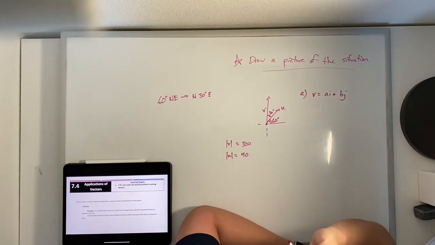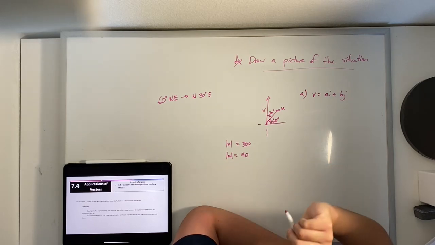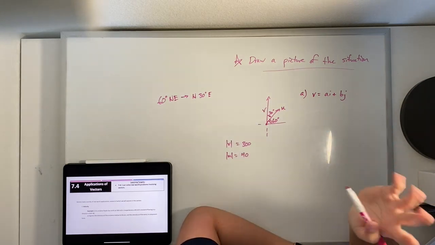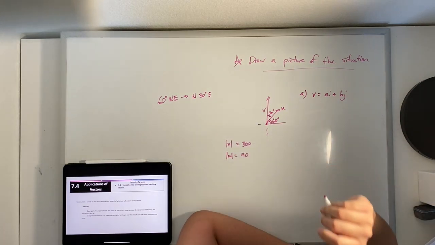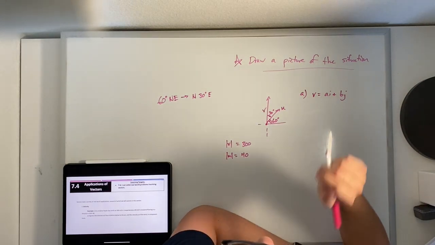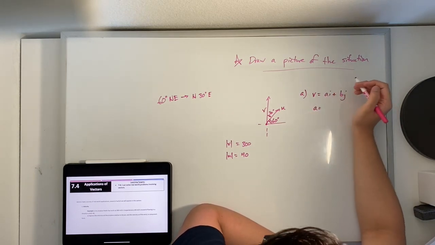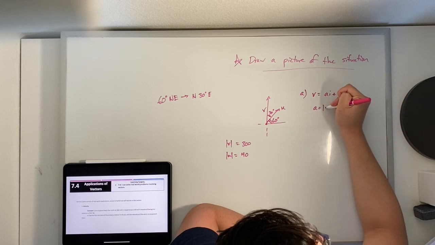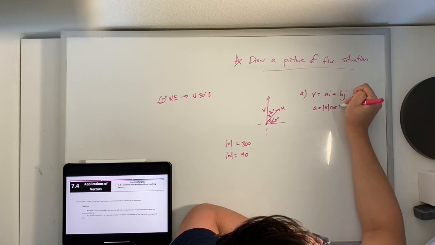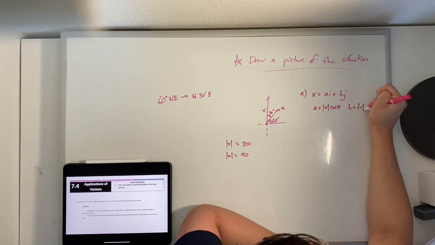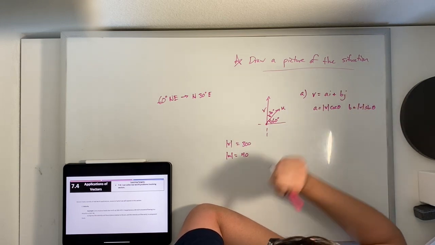There's a couple of ways to approach this for the airplane's velocity vector. I'm going to do it the more complicated way, and then I'll show you hopefully how you can just recognize what the answer should be. So we know that A, the horizontal component of a vector, equals the magnitude times the cosine of the direction of the vector. And then B is the magnitude times the sine of its direction.